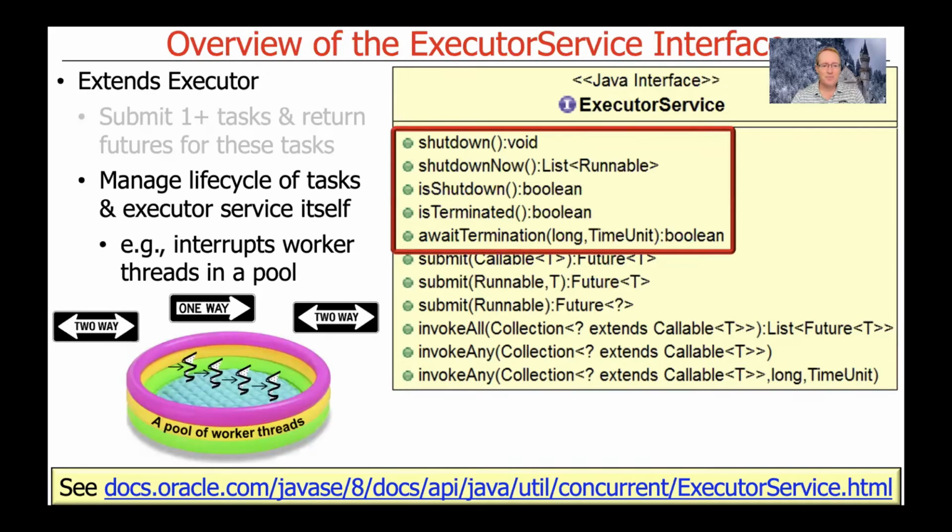There's also a number of methods that are part of the Executor Service that make it possible to manage the life cycle for tasks that are submitted for execution, as well as to manage the life cycle of the Executor Service itself. So there's various things you can do to manage the Executor Service, to take its implementation down, for example, and you can do that in a couple different ways, as we'll see.